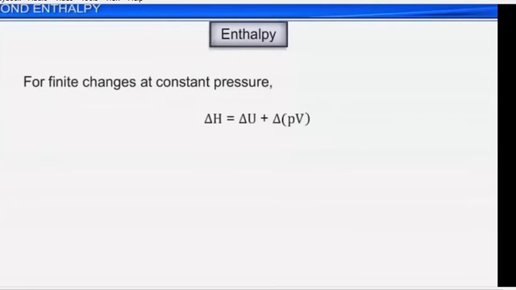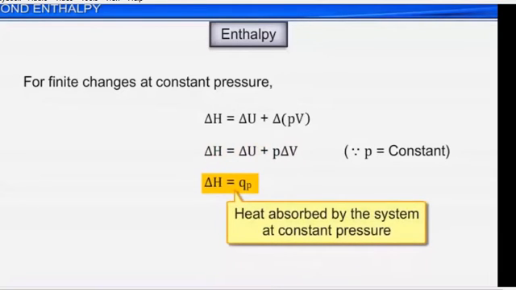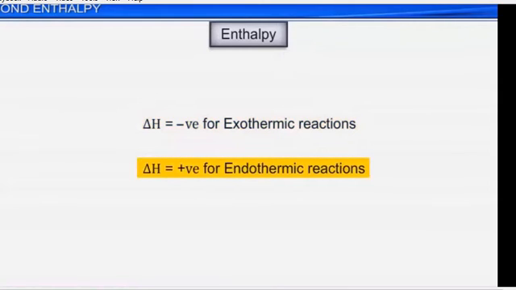For finite changes at constant pressure, we can write the equation as delta H is equal to delta U plus delta PV. Since P is constant, we can write delta H is equal to delta U plus P delta V. Remember that delta H is equal to Qp, the heat absorbed by the system at constant pressure. Delta H is negative for exothermic reactions and positive for endothermic reactions.